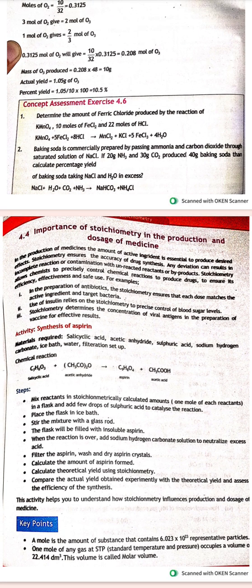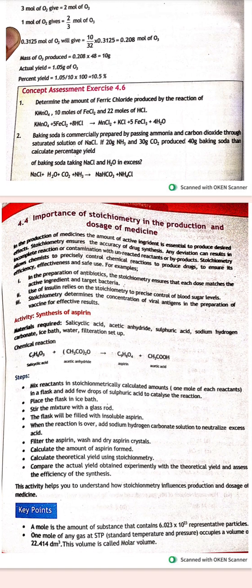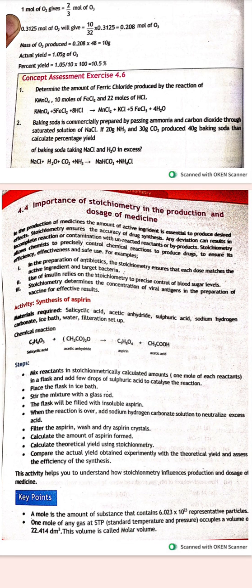So we just have to find the moles and then find the mass, and after we have calculated the theoretical mass, we divide the actual yield by the theoretical yield and multiply by 100. Then the answer will come as a percentage.